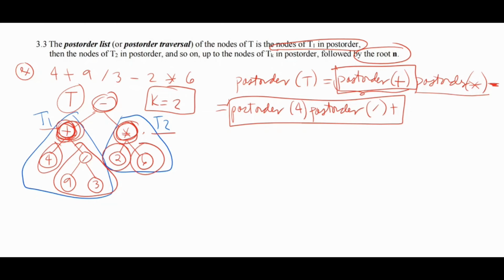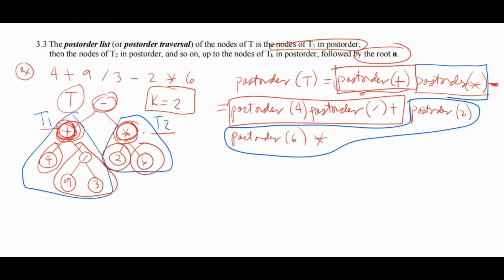So we write here post order of 2 followed by the post order of 6 and then followed by the root, which is multiplication. This whole part here is the post order of multiplication. And after the post order of multiplication, we bring down minus. So we have here minus.